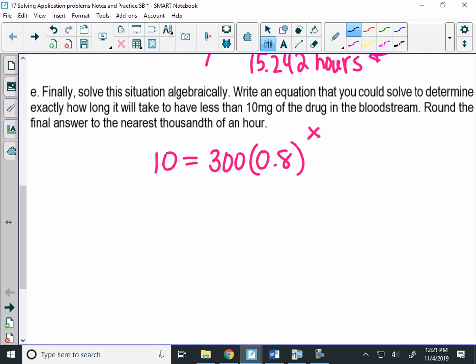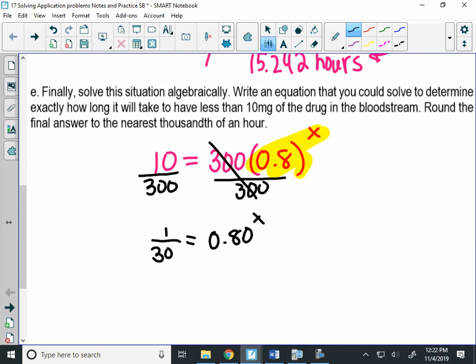Do not take the log yet. Not yet. What do I have to move first? 300. I have to isolate the exponential, which means I have to divide by 300. I will take the log, but I have to move the 300 out of the way first. Does that 10 over 300 give me a nice fraction or a nice number? No, can you tell me the simplified fraction form then if it's not a nice decimal? 1 over 30. So I have 1 over 30 equals now 0.8 to the x.